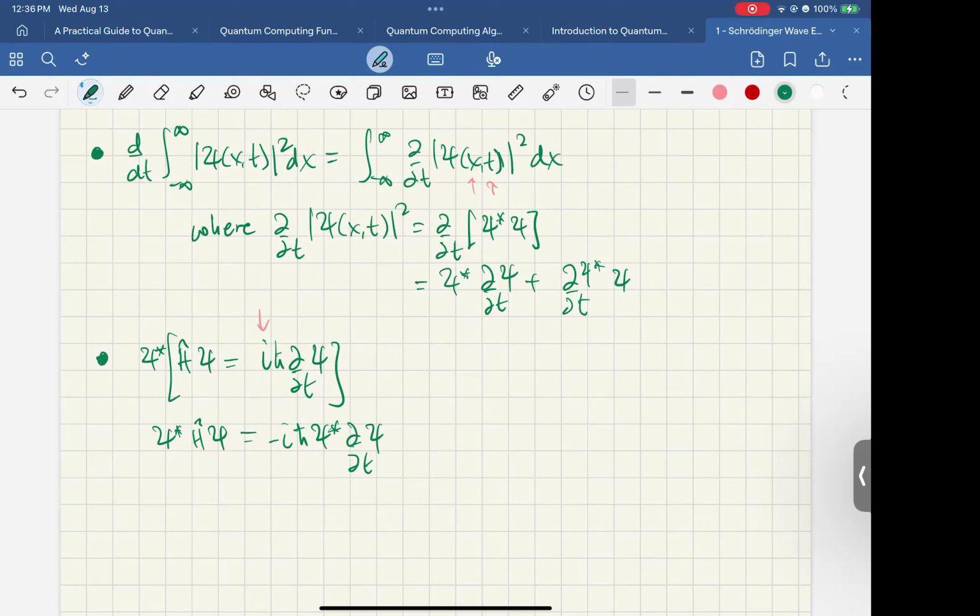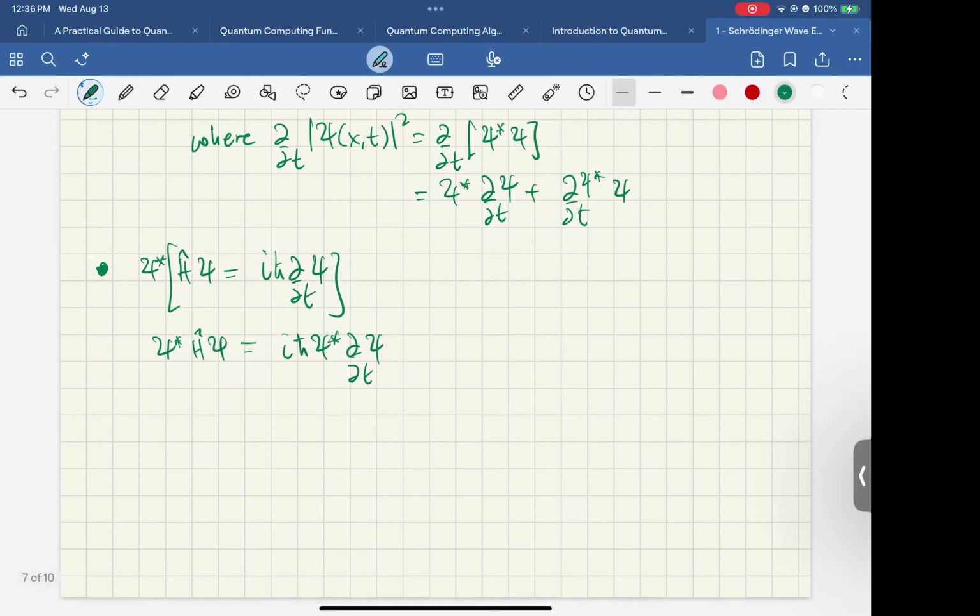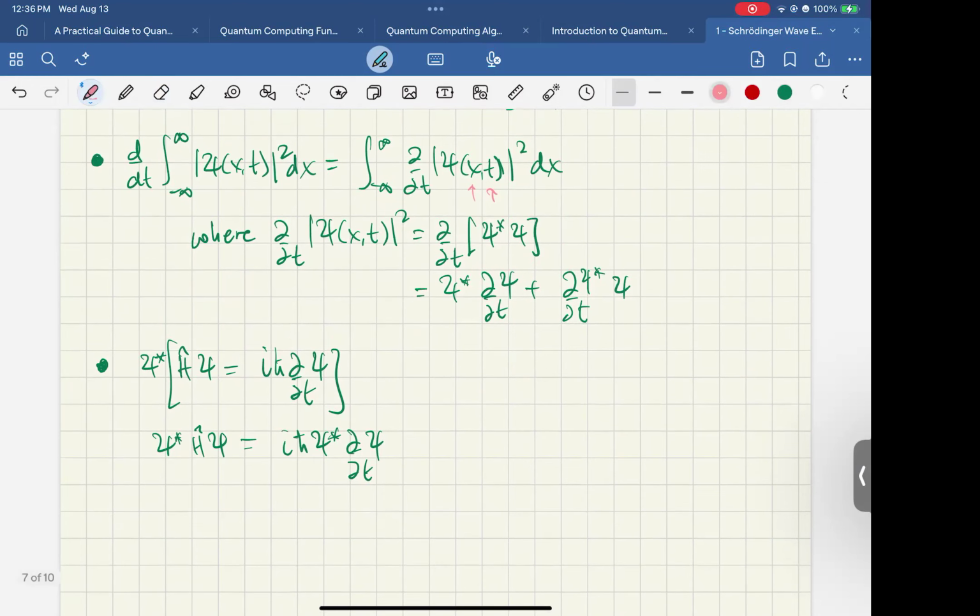Wait. We didn't apply a complex conjugate here; we just multiplied this by psi star. We did not apply the complex conjugate on the equation. Okay, so that's what we did there. Okay, so we have that, and you can already see one part of the equation here.